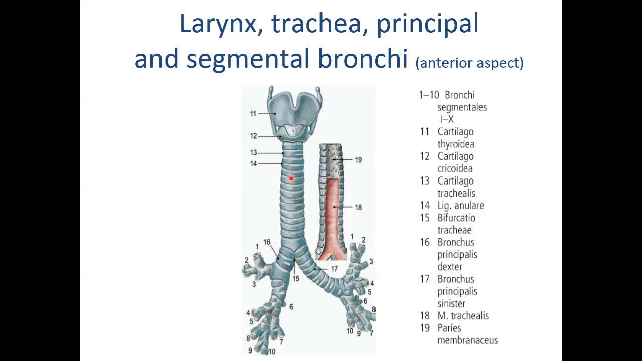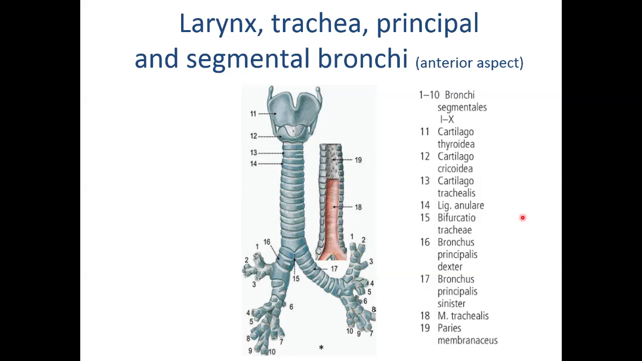Very important detail, be attentive: this is the anterior view and this is the posterior view of the trachea. From the anterior we can find cartilage, and from the posterior we can find the paries membranaceus of the trachea. This is the paries membranaceus of the trachea.